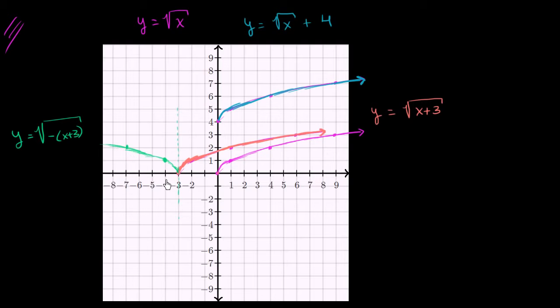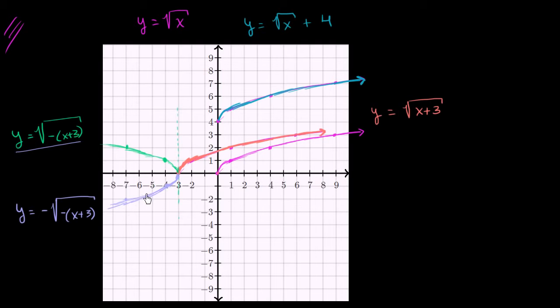Now, what if we wanted to do something even more interesting? What if we wanted to flip this one right over here over the horizontal axis, over y equals 0? Well, then we're just flipping what root we take. So that would be y is equal to the negative square root of negative x plus 3. So it would look like this. It would look like that.